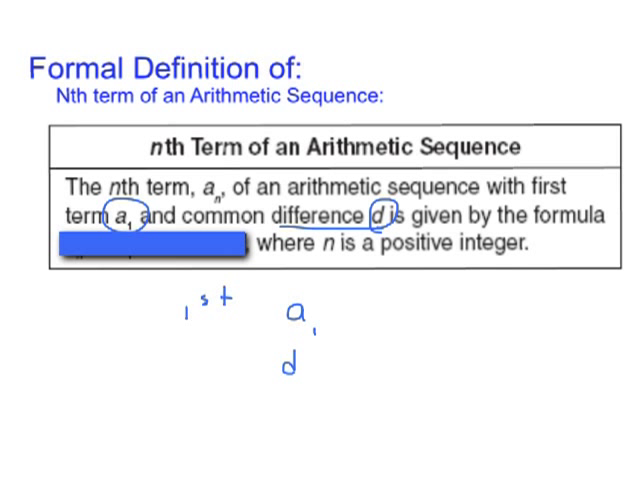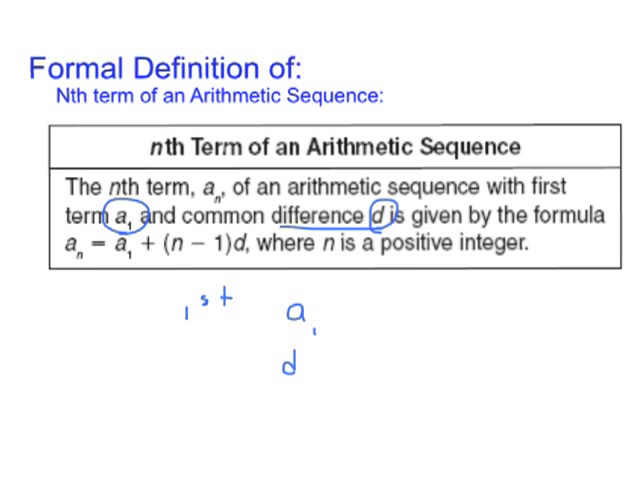Okay, so let's take a look at what this formula is going to look like. The formula is going to look like a sub n, and a sub n means, if you want to know the 18th term, it would be a sub 18 equals a sub 1 plus n minus 1. Now what is n? n is the nth term of an arithmetic sequence. So if I want to know the 18th term, n is 18, minus 1, times the common difference.